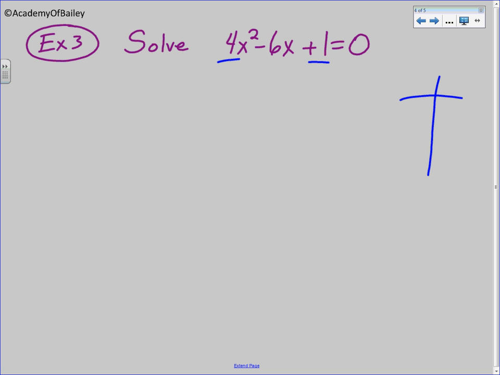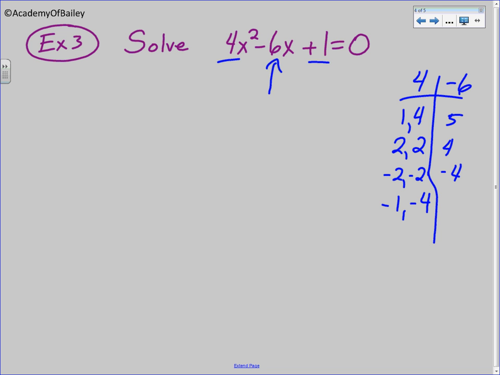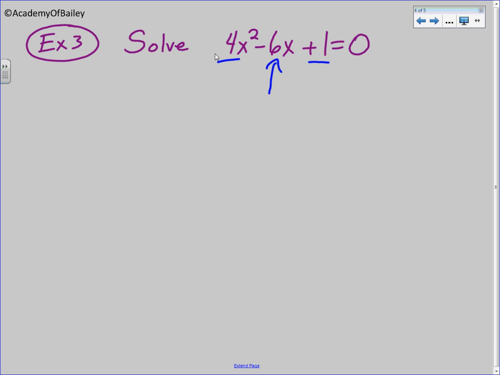You take A and C, multiply them together. Give me two numbers that multiply to give you 4. And then -2, -2, and -1, -4. Do any of those pairs of numbers add up to give you -6? 5, 4, -4, -5. None of them add up to give you -6. So therefore we cannot factor. We cannot factor this quadratic or solve this quadratic by factoring.